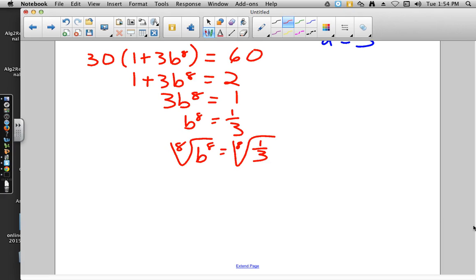Now, at this point, there are 2 things we're looking for. First of all, if this is just a free response problem on the AP exam, we certainly could just punch this in and get the 8th root of 1/3. And let's see, the 8th root of 1/3 comes out to be approximately 0.872.